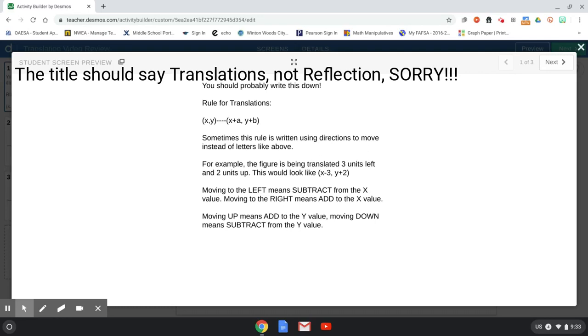Hi, everybody. This week we are going to learn about and explore the idea of translations on a coordinate grid. So, a translation is different from a reflection. And looking at some of the work you guys submitted last week when we were doing reflections, some of you did a translation your first attempt because it's just naturally what we do.